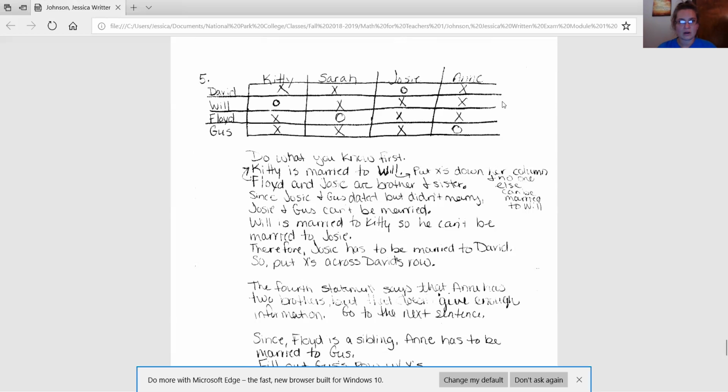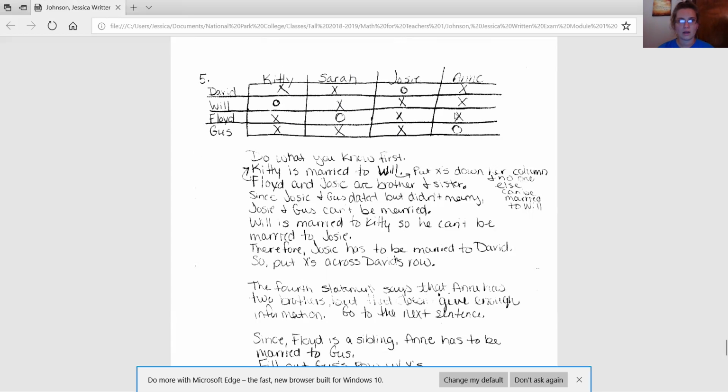And then let's talk about Josie and Gus. They dated some, but then Gus met his present wife. So we know Josie and Gus didn't get married either, so they're going to get an X here. And then Kitty is married to Will, so Will and Kitty are going to get a 0 here, and Kitty is going to get an X for David, Floyd, and Gus because they can't all be married. And then Will is going to get X's for Sarah, Josie, and Annie.